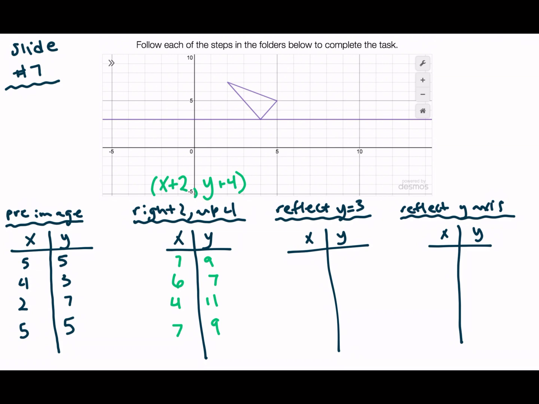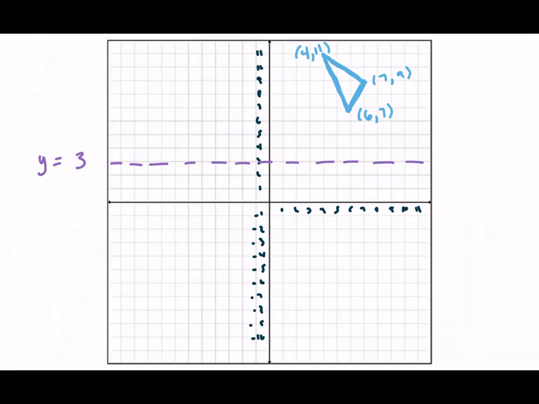Now we need to reflect over the line y equals x. I went ahead and plotted that line on the coordinate plane. It's already plotted on your Desmos graph. It's this purple line right here. Notice that that is a horizontal line, y equals x. When we do a reflection, we want to count how far away the coordinates are to find the new coordinates.